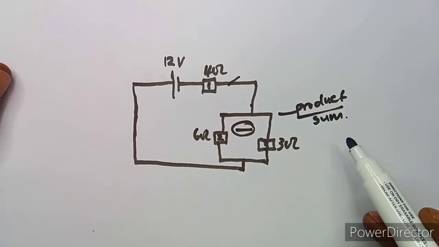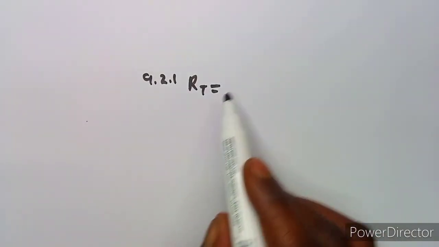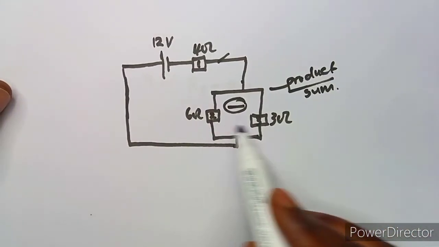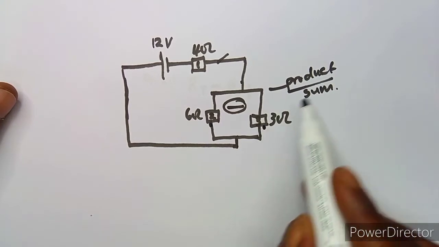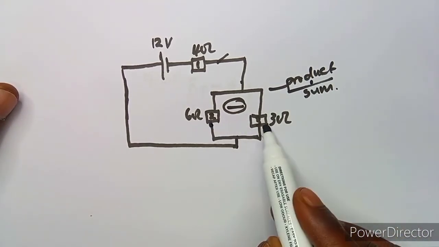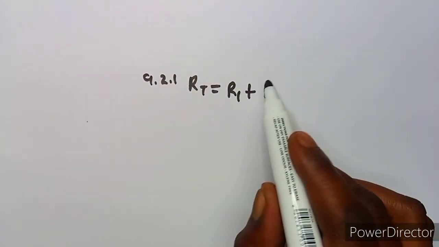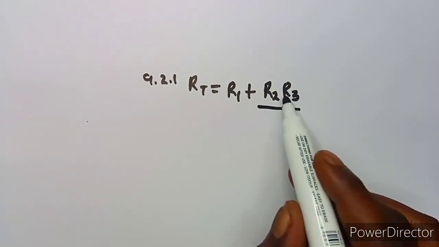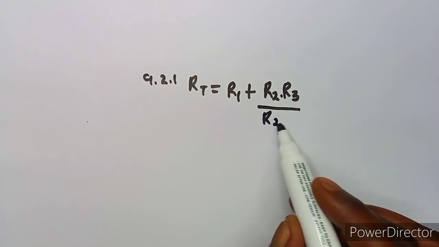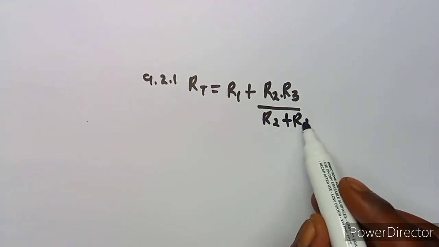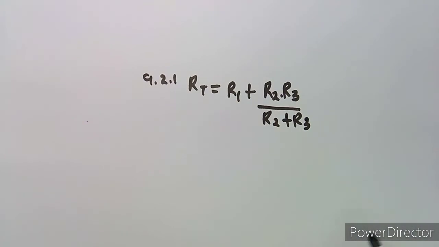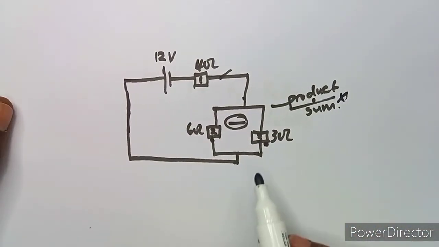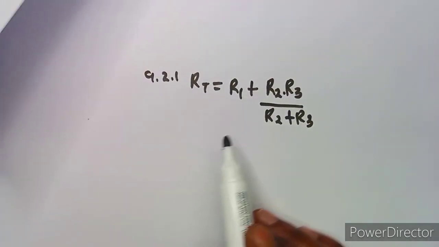So it is going to be R1 plus these two resistors in parallel, R2 and R3. So the product is R2 times R3, over the sum, which is R2 plus R3, like this. If you have two resistors in parallel, you can use product over sum to find the total resistance. Okay, so now let's substitute here.